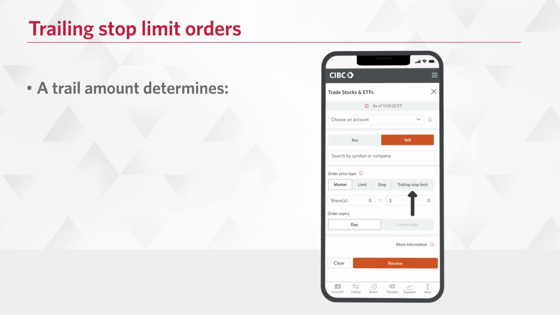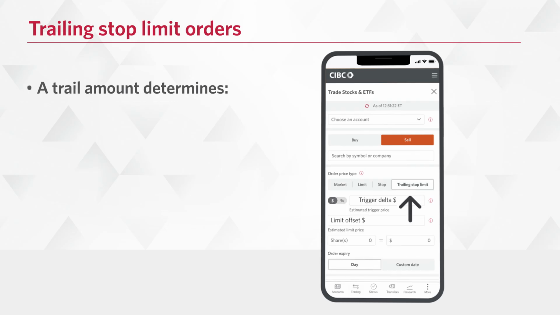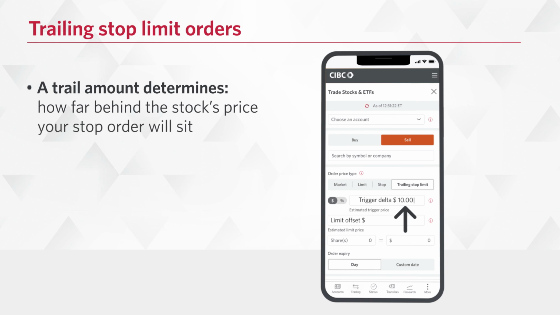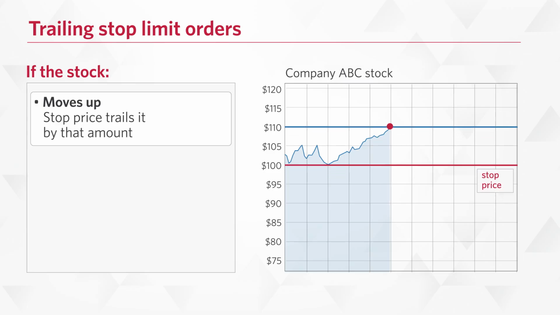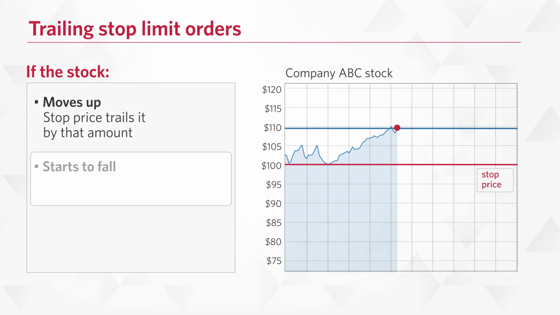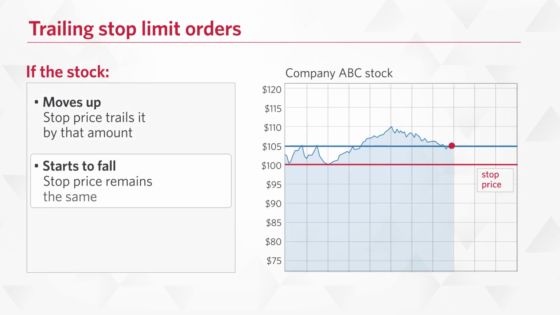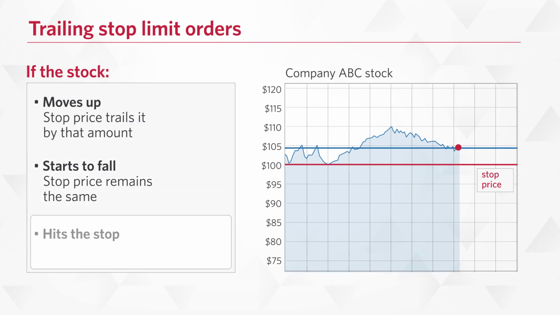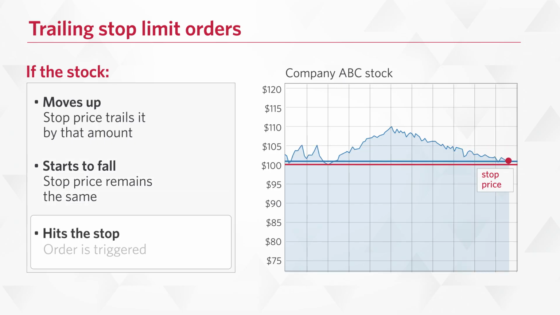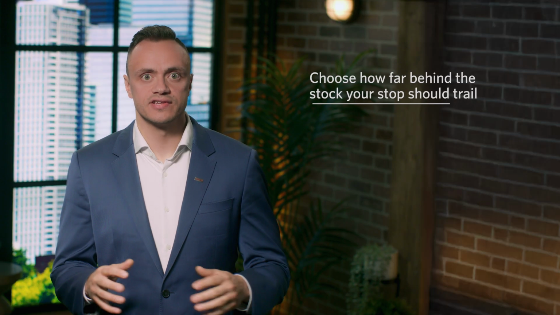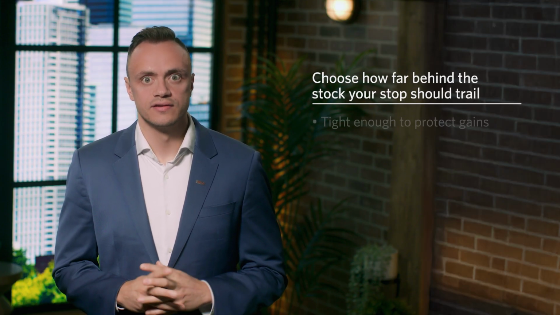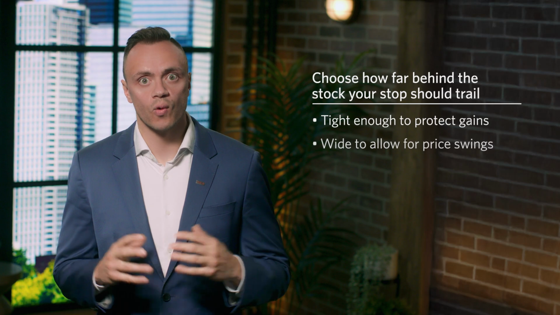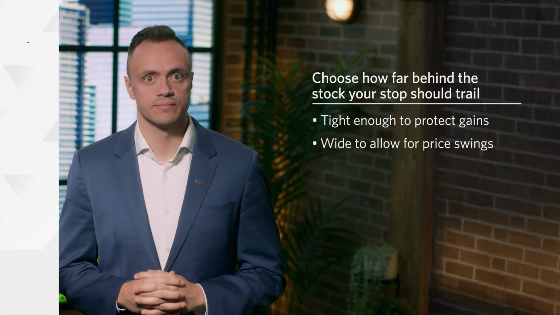You start by choosing a trail amount, in dollars or percent, that determines how far behind the stock's price your stop order will sit. As the stock moves up, your stop price trails it by that amount. If the stock starts to fall, the stop price remains the same. If the price keeps dropping and hits the stop, your order is triggered. You decide how far behind the stock your stop should trail: tight enough to protect gains or wider to allow for price swings.